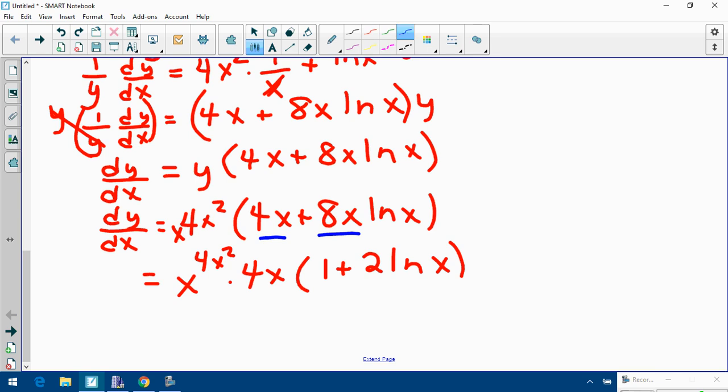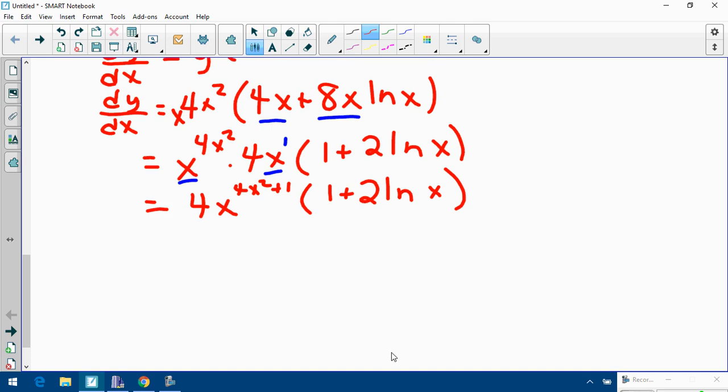Well, we actually can, because here I'm multiplying two expressions with a common base. This is x to the first. So when I'm multiplying things with a common base, what do I do with the exponents? We can add them. So this would actually be 4x^(4x^2 + 1) times (1 + 2 ln x).